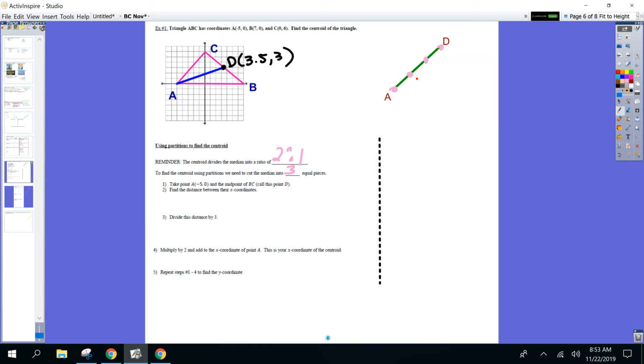Think about this, 2 to 1. You give me that point, I got 1 to 2 there, right? 1 congruent piece to 2. I don't want that one. I want 2 to 1.